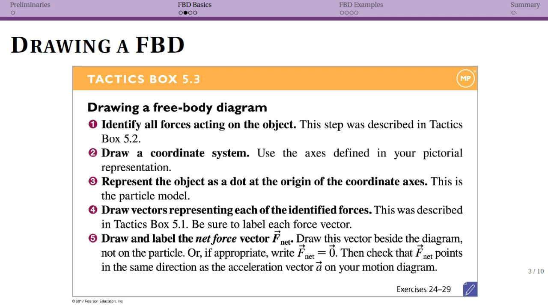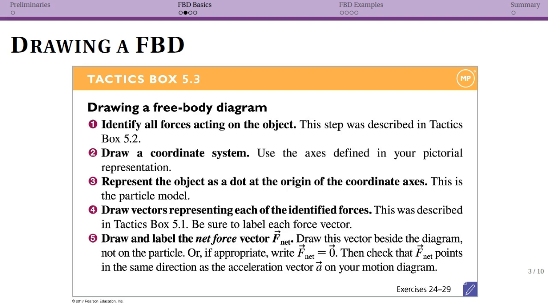Okay, tactics box. What do we actually do when we're drawing a free body diagram? Now, in some cases here, they're referring back to previous tactics boxes. Obviously, this is a tactics box from the book, so if you have access to the book, you can also just flip back a few pages and look at these. If you don't have access to the book, I have included these in previous videos. These are other videos from Chapter 5.